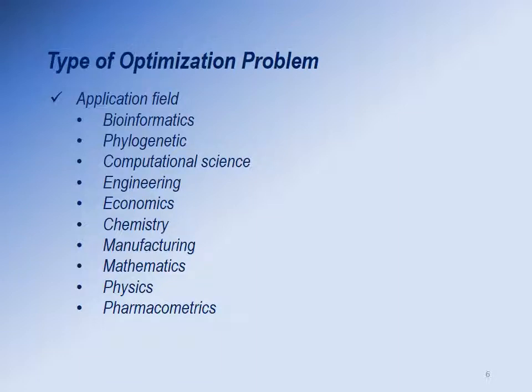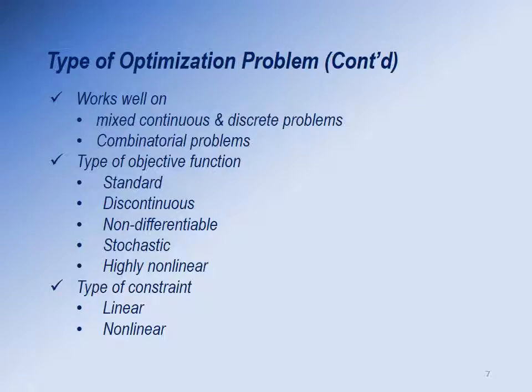Genetic algorithm can be applied to bioinformatics, then phylogenetics, then computational science, engineering, economics, chemistry, manufacturing, mathematics, physics, pharmacometrics, and so many other fields. As we know, every optimization algorithm has an objective function and some constraints. Now let's see which types of objective function and constraint can be used in the case of genetic algorithm.